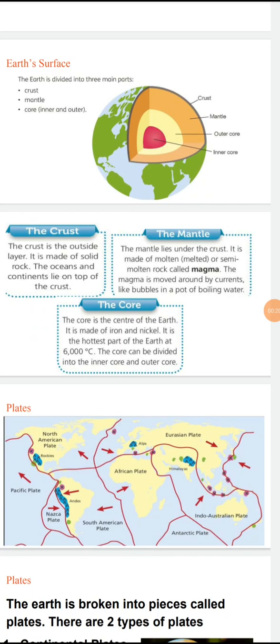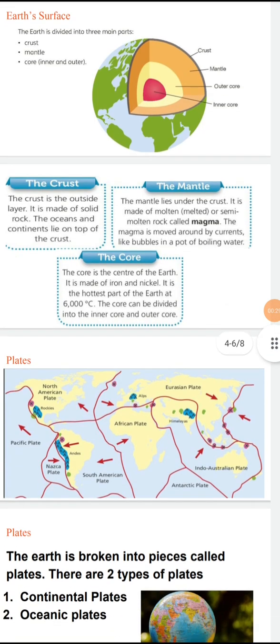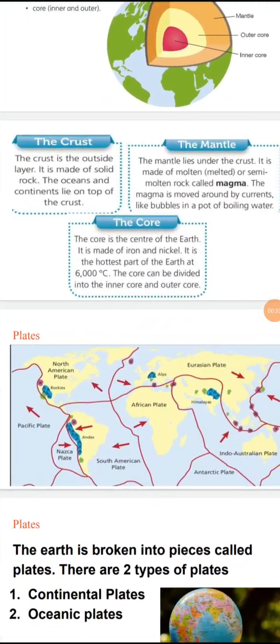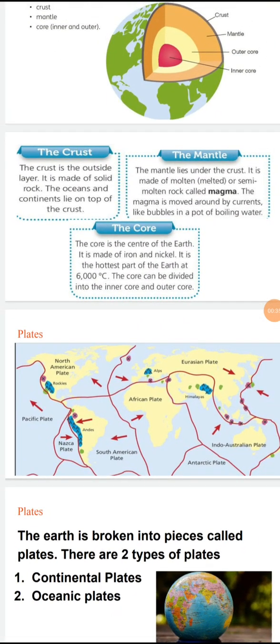The earth's surface. The earth is divided into three main parts: crust, mantle, and core. Core is divided into two parts: inner and outer core. This is a diagram. The crust. The crust is the outside layer. It is made of solid rock. The oceans and continents lie on top of the crust.